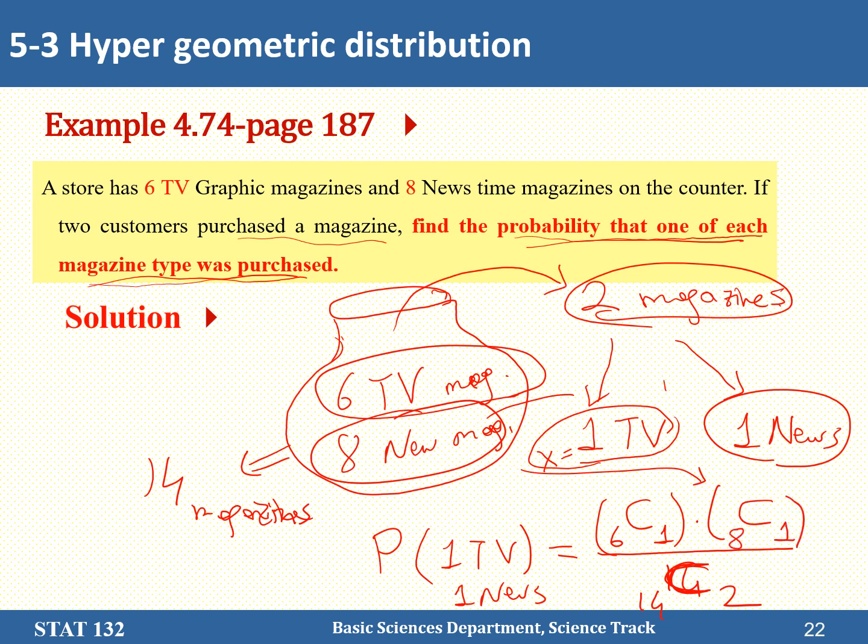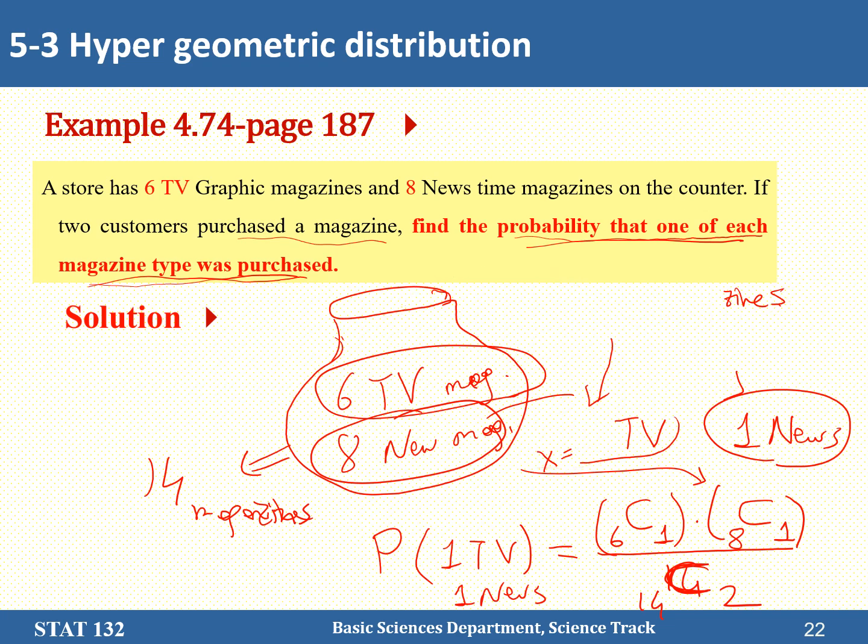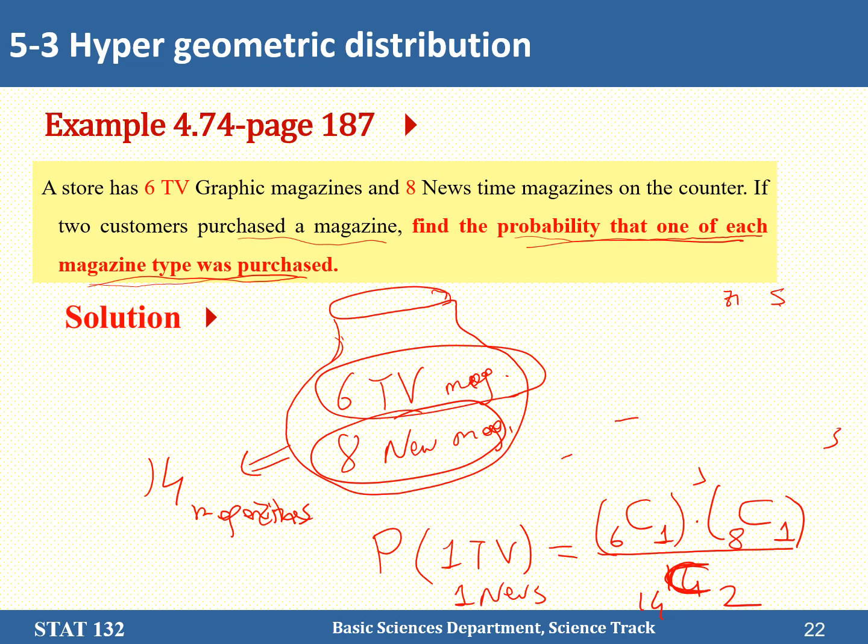So you can think of it this way. Indeed, you are choosing one TV magazine from here and one news magazine from here. These are the possible ways of choosing them, and then we divide by all the ways of choosing two magazines.